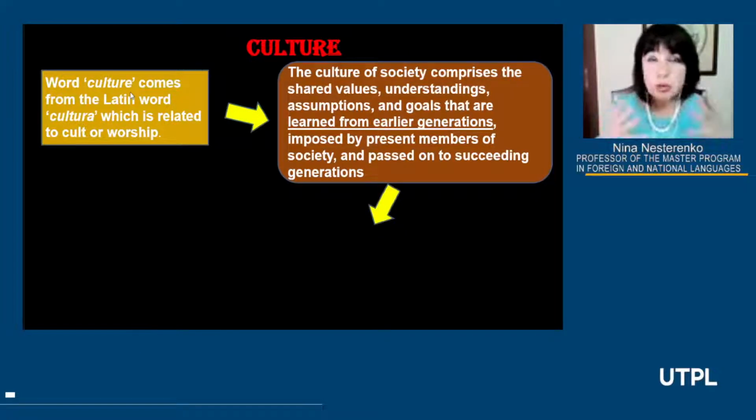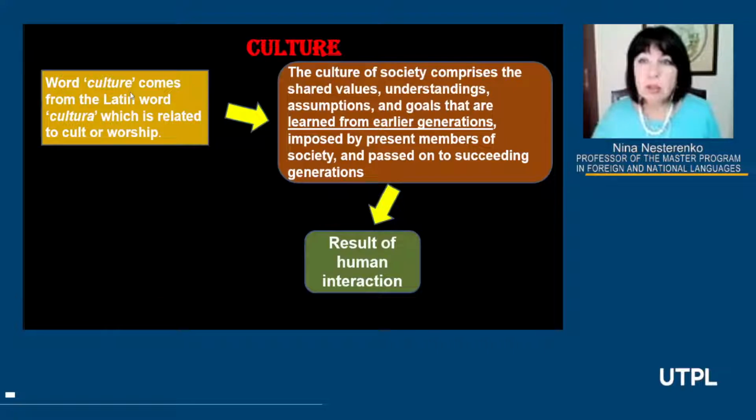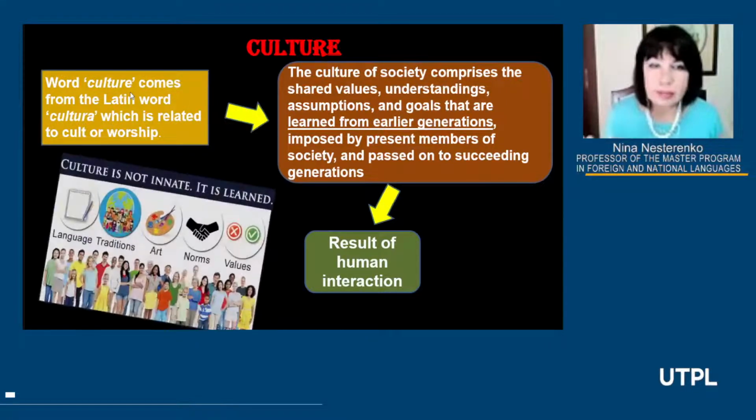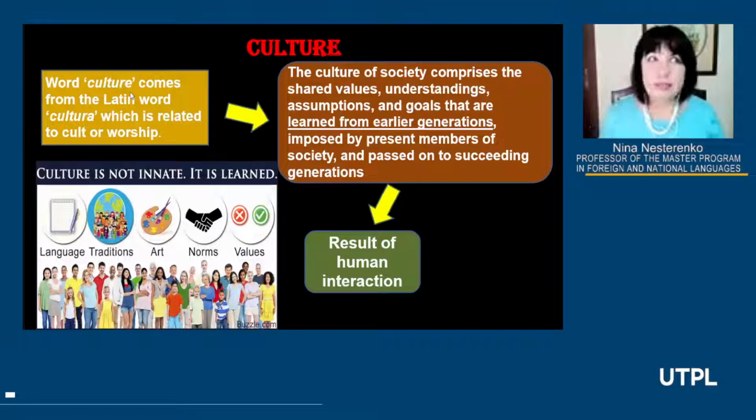So we belong to this cultural society because we have common understandings, assumptions, and goals that are learned from earlier generations, right? And imposed by present members of society and passed on to succeeding generations. Culture is the result of human interaction. So how do we know that we are Ecuadorians or Ukrainians or, let's say, Australians? It's because we interact with people who are around us, and we learn it from our environment.